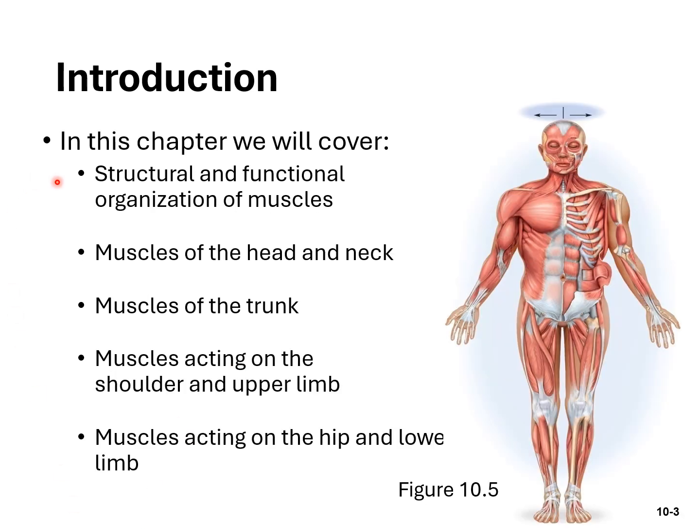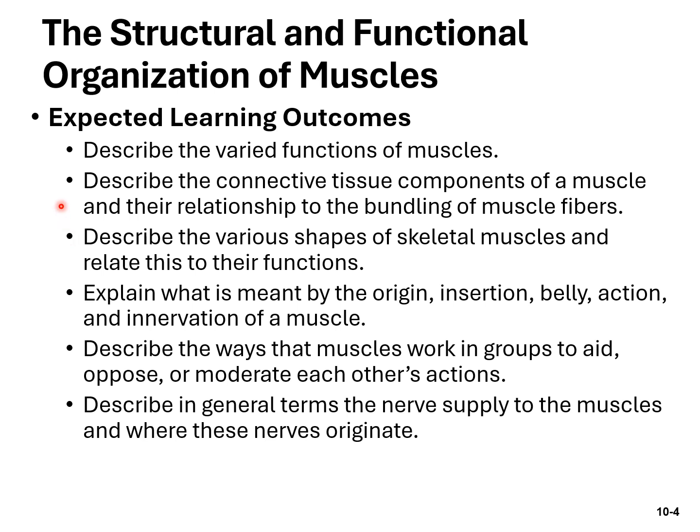So in this chapter, we're going to look at the structure, function, and organization of the muscles. We're going to first look at the muscles of the head and neck, muscles of the trunk, of the upper limb and shoulder, and then the lower limb. And that's how we're going to break them down. With these, we're also going to look at the different functions of muscles.